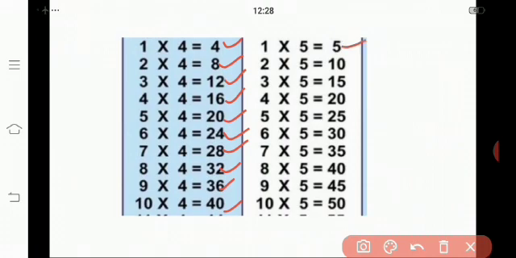1 5 is 5, 2 5s are 10, 3 5s are 15, 4 5s are 20, 5 5s are 25, 6 5s are 30, 7 5s are 35, 8 5s are 40, 9 5s are 45 and 10 5s are 50. Okay children, you have to practice the multiplication tables 4 and 5 at home.